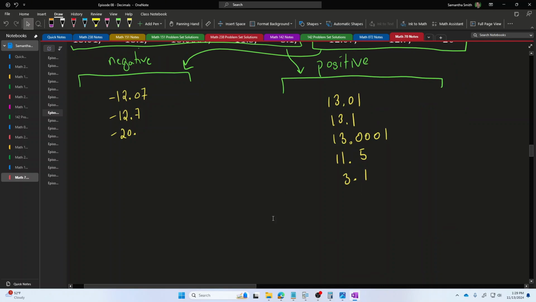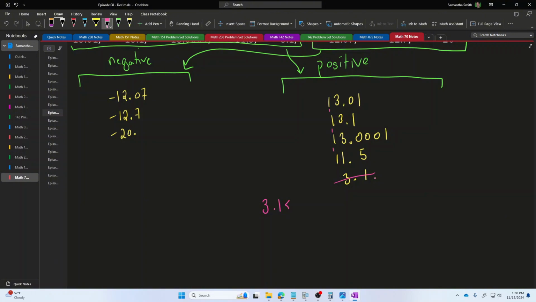Now, starting with the positive values, remember that the digits that are furthest to the left have the greatest impact. Now, in the first number, we have 1 ten. In the second number, we also have 1 ten. In the third number, we have 1 ten. And in the fourth number, we also have 1 ten. However, in the fifth number, we have no tens. We have nothing in the tens position. So this number at the bottom, 3.1, is definitely going to be the smallest of the positive numbers.